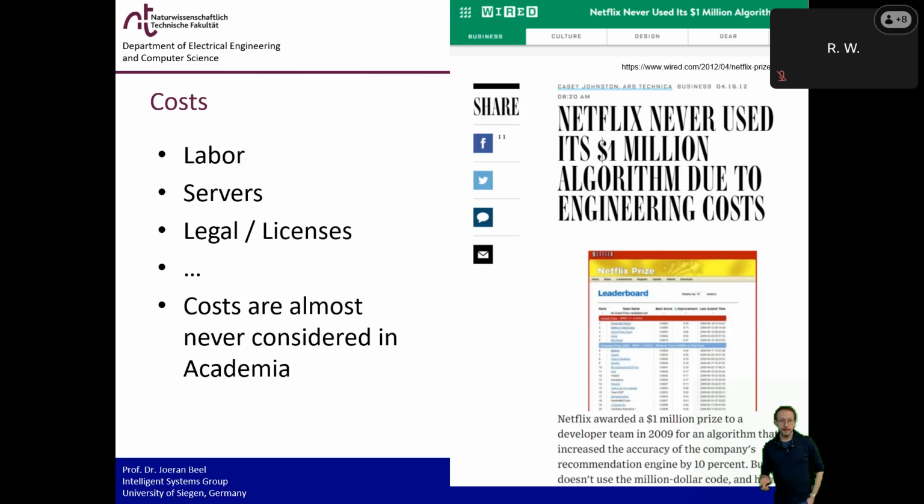In academia and science, costs are typically not considered. Long time ago, there was a competition by Netflix. I think that was still at the time when they delivered DVDs by mail and were not a streaming service. They had a $1 million prize. So the person that could improve the root mean square error, so basically the prediction error for the movie ratings, was promised $1 million, and after some years, someone really achieved this, and they got $1 million.